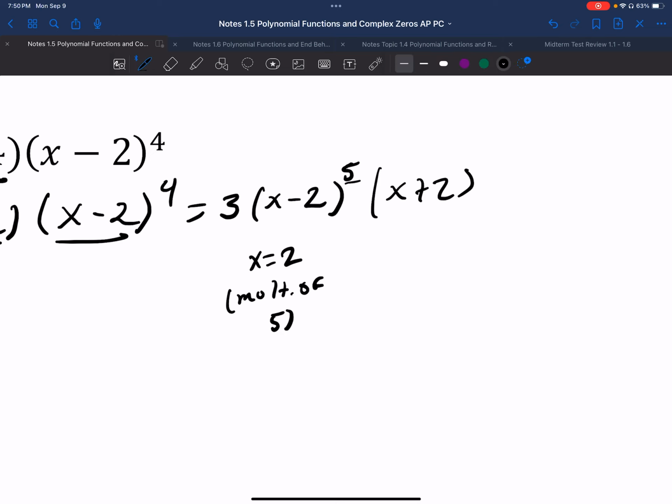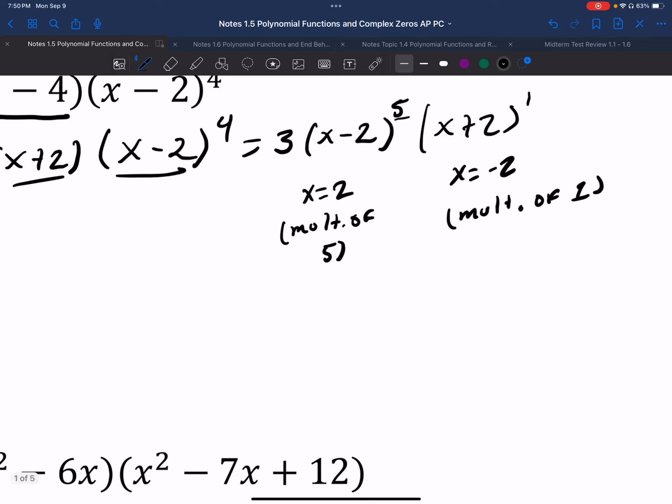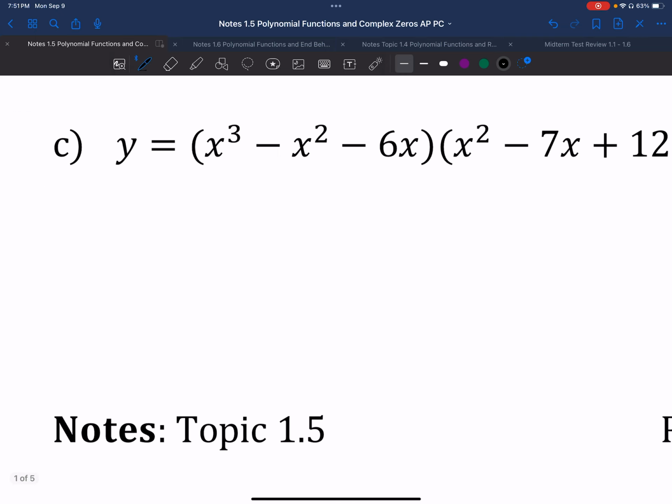I'm going to repeat the same steps for that last one. X plus 2 equals 0, so x equals -2. Again, multiplicity of 1, since that's my degree. Every time you have the linear pair just listed one time, it will be multiplicity of 1. Again, you don't have to list it.